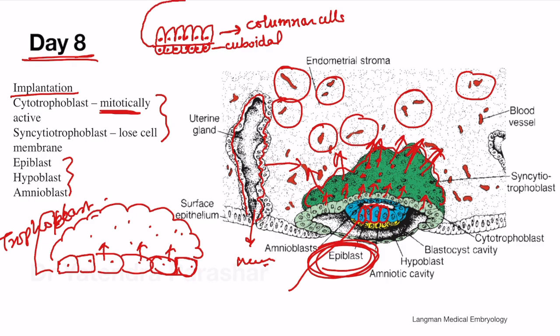The epiblast forms a cavity known as the amniotic cavity, and the hypoblast forms a cavity known as the yolk sac.